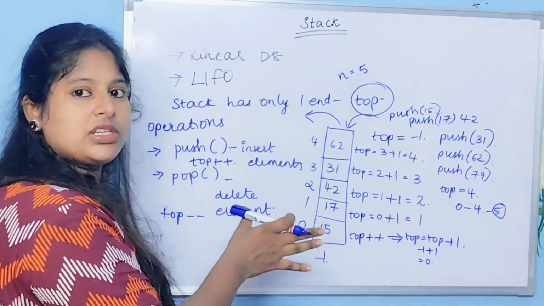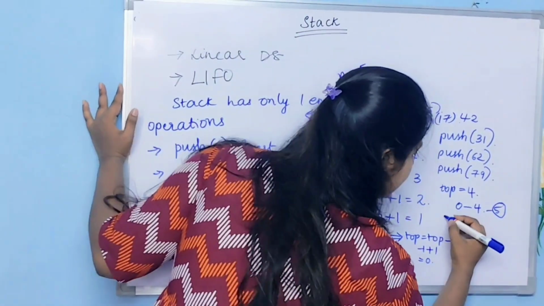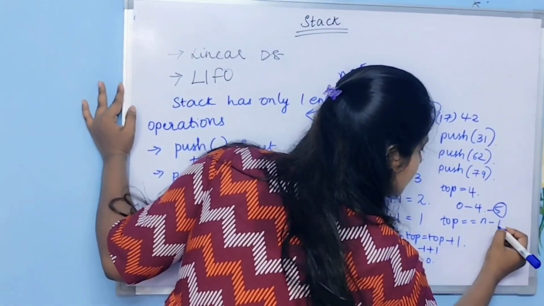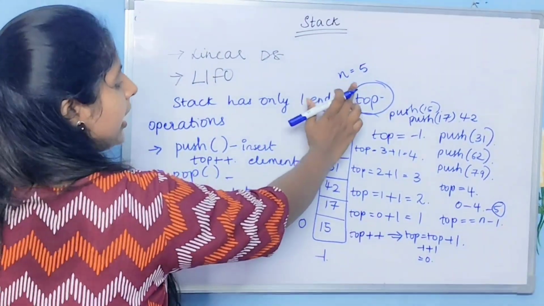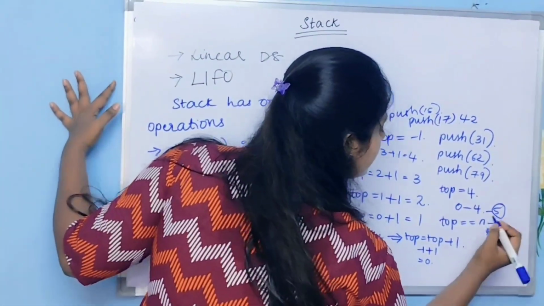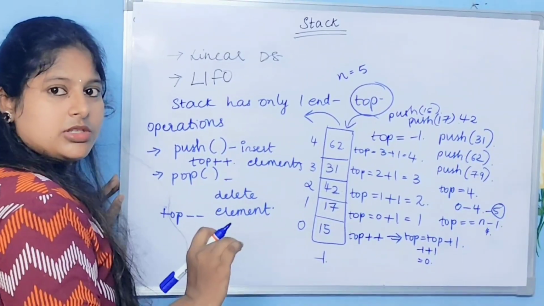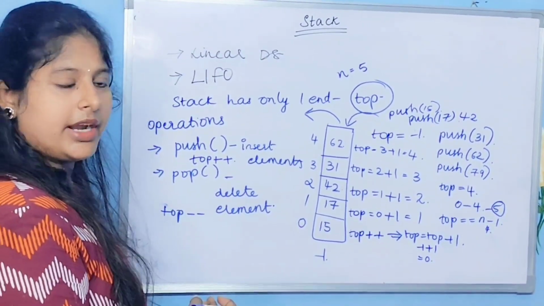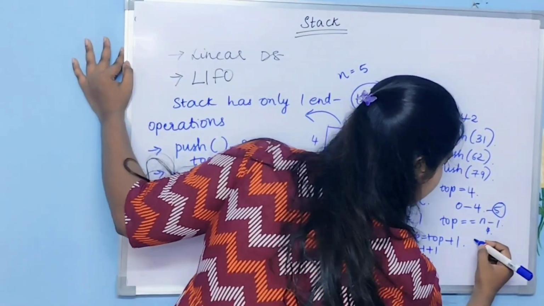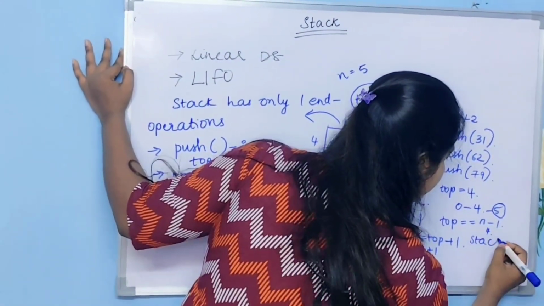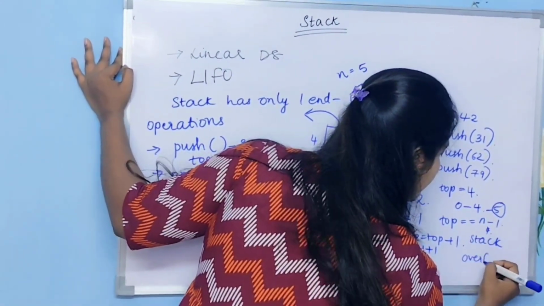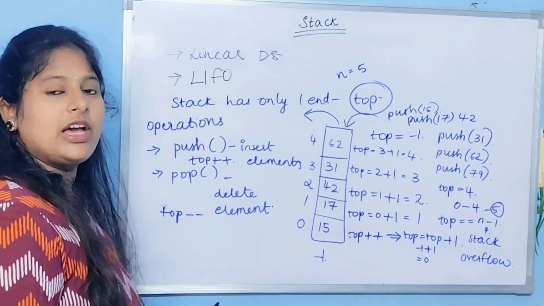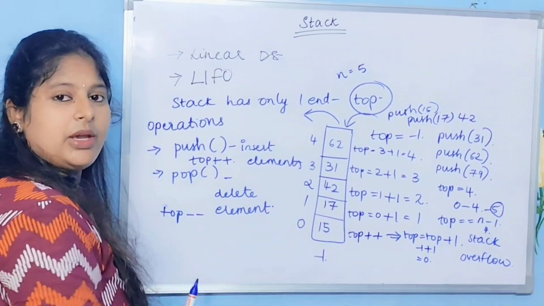So what is my capacity? 5. So 5 minus 1 is n minus 1. This is n, right? So n minus 1 is 4. So if the top equals to already n minus 1, then you cannot insert elements, right? So this condition is called as stack overflow.